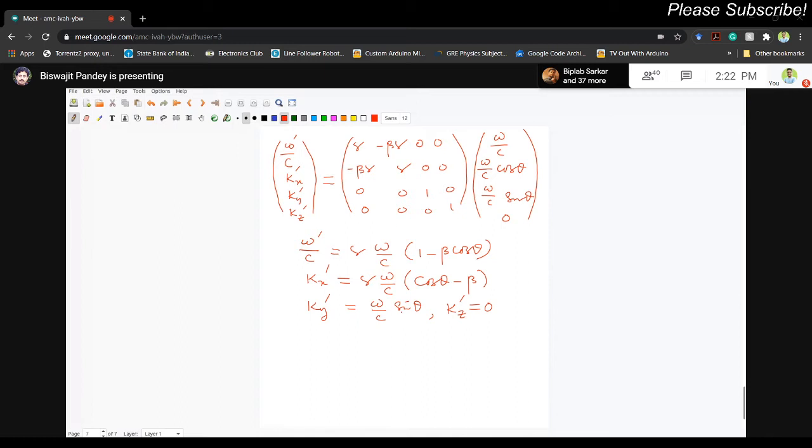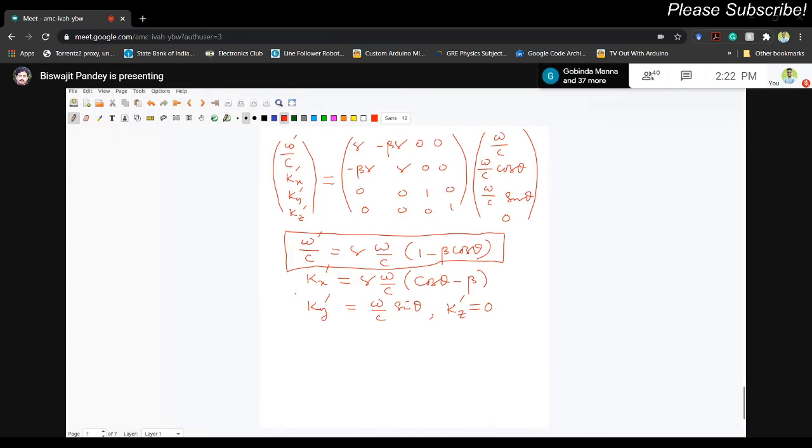Now you see, just from this equation, you can see the relationship between the frequency of the photon or the light in the two frames, right? Omega prime can be written as 2 pi nu prime, and omega can be 2 pi nu, so the 2 pi gets cancelled. This is gamma, c can be dropped from both sides.